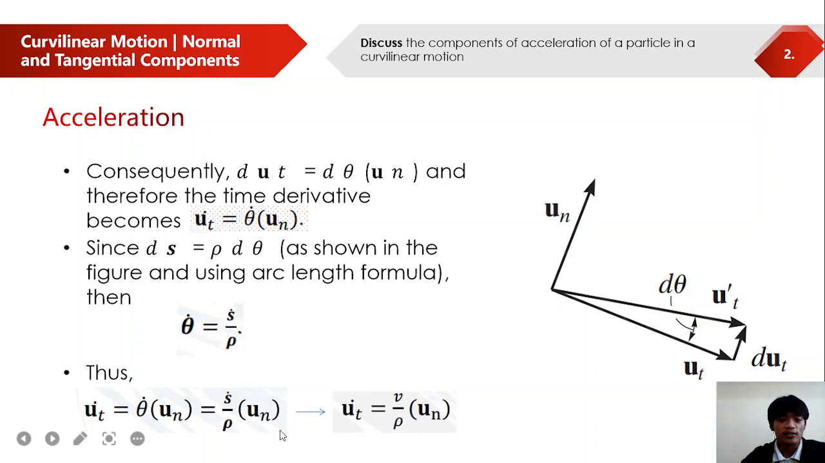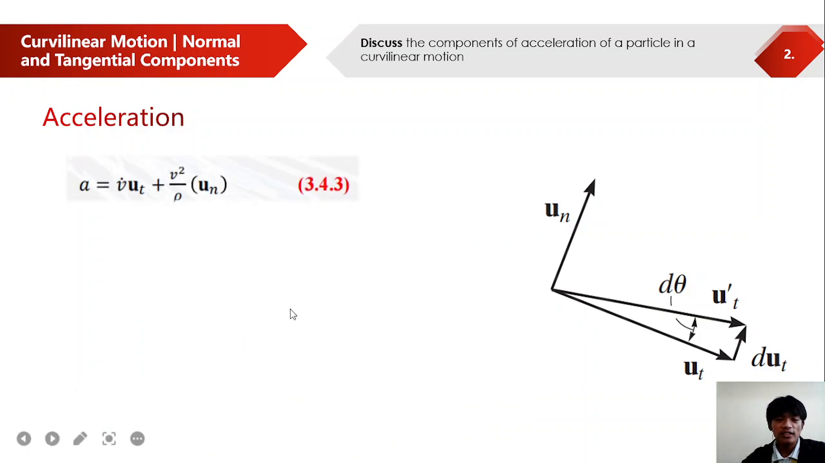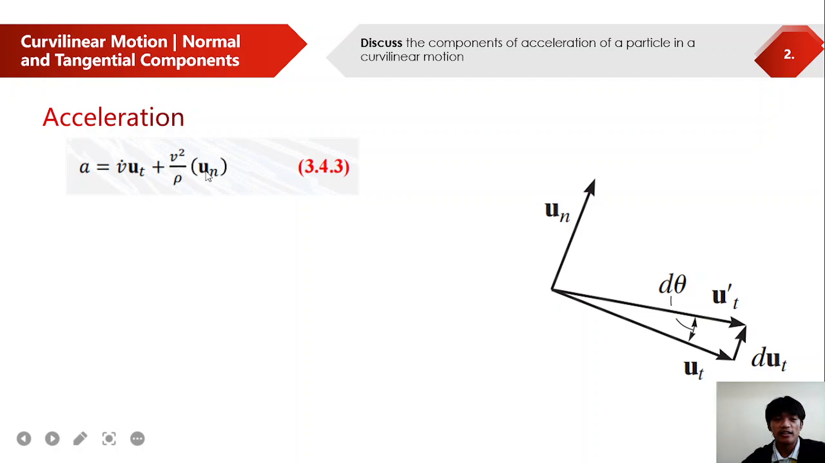Okay? So therefore, u sub t dot, or that first time derivative of u sub t pala is equal to v. Again, naging v siya kasi nga first time derivative of position is velocity. So we can just write that first time derivative of u sub t is equal to velocity over rho times u sub n. So, dito na yung nag-exist yung u sub n natin. Naging ganito na siya. So, again, eto na yung pag-solve ng acceleration.